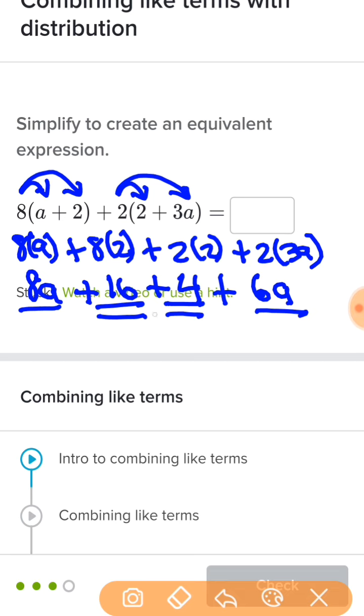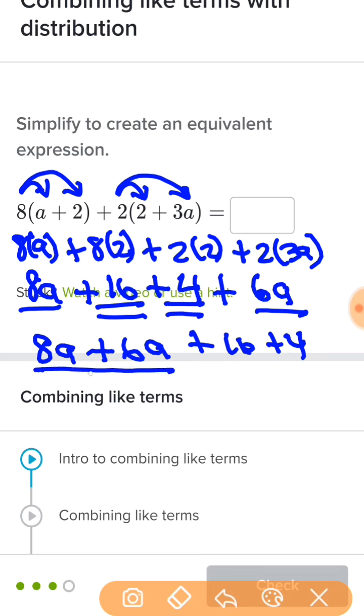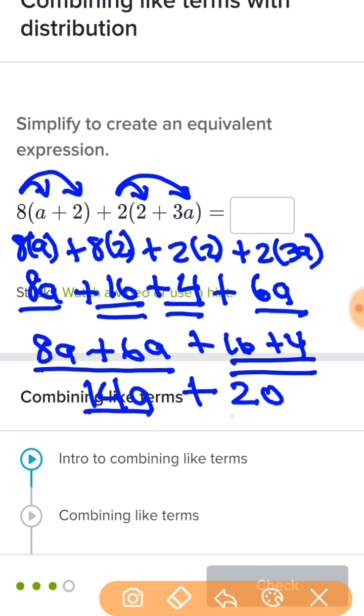I'm then going to rewrite my like terms together, so 8a plus 6a plus 16 plus 4. 8a plus 6a are going to be added together to be 14a plus 16 plus 4 will give me 20. So 14a plus 20 is my new expression. Since 14a and 20 are not like terms, they don't both end with the same variable expression, I'm done. My final result will be 14a plus 20 because I have no more like terms.